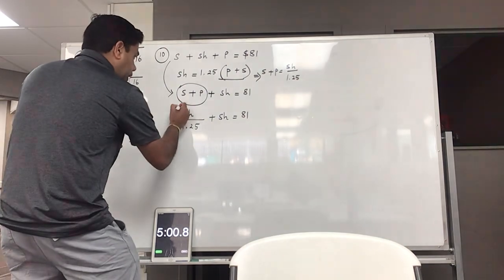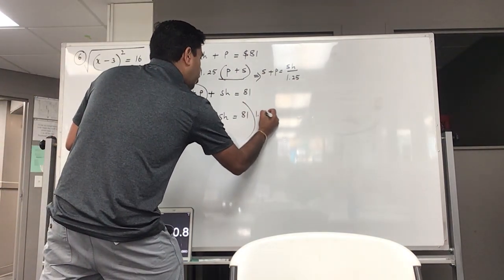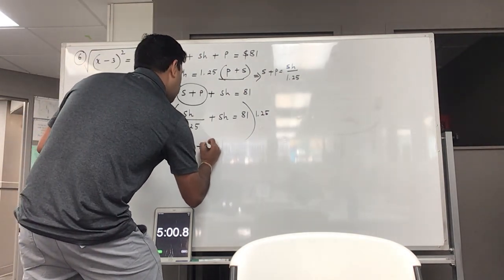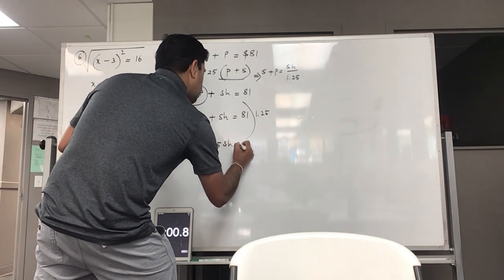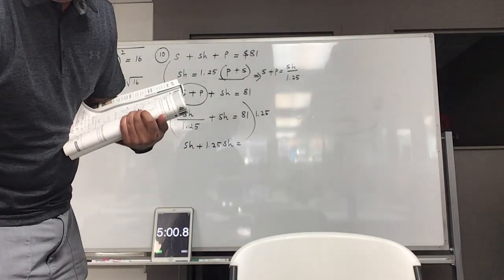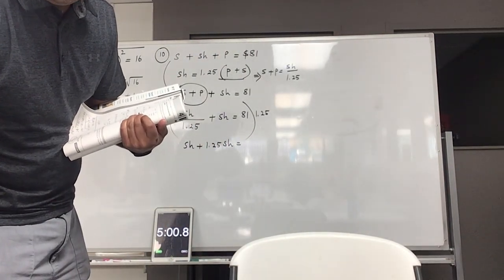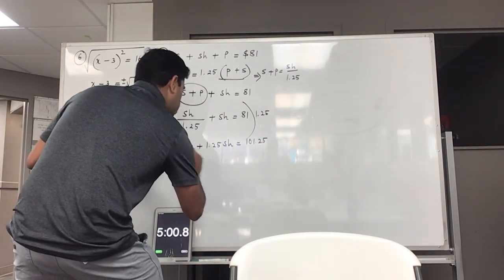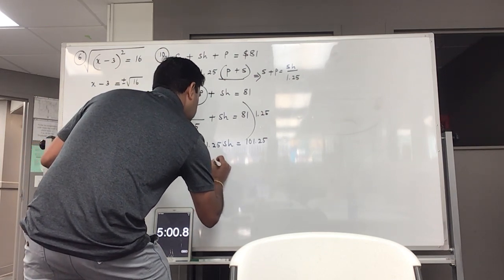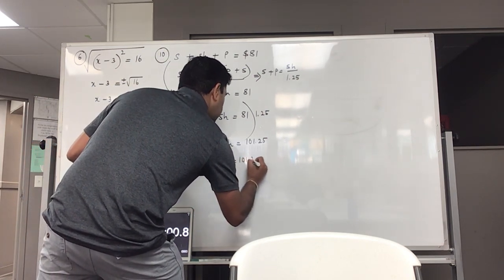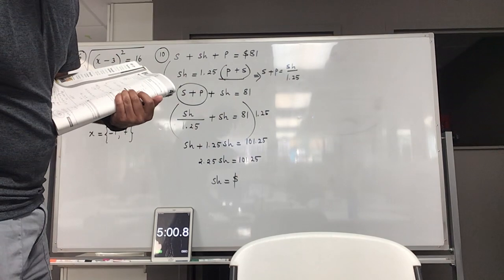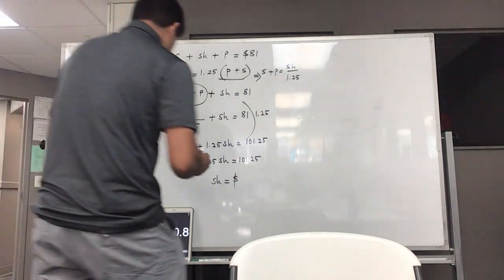Since you have the calculator, you can multiply the whole thing by 1.25 to get rid of the denominator here. So it's coming out to shoes plus 1.25 shoes is equal to 81 times 1.25. 81 times 1.25 is 101.25. So 2.25 shoes is equal to 101.25. So shoes is equal to that divided by 2.25, which is $45.